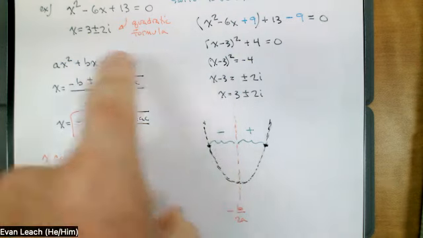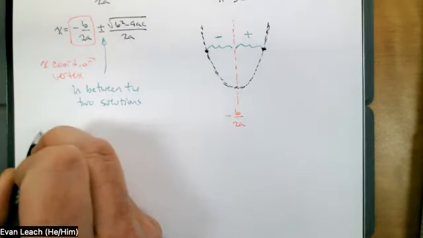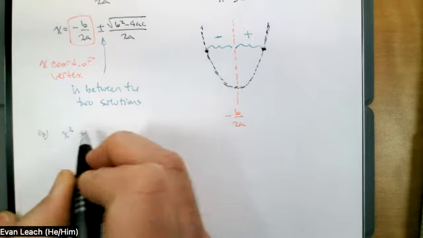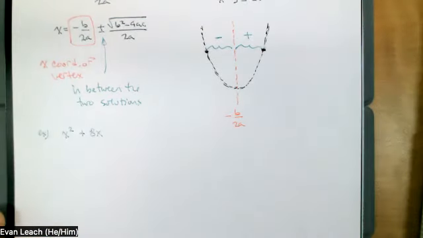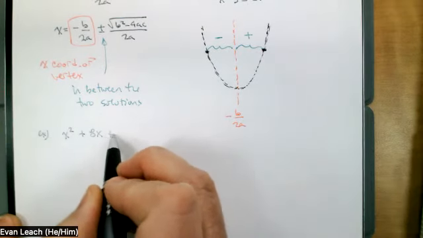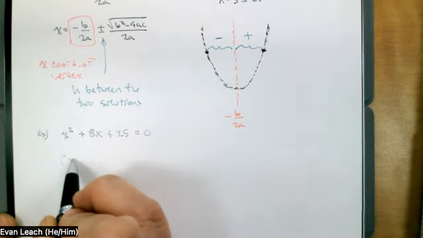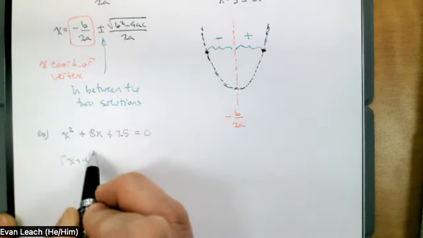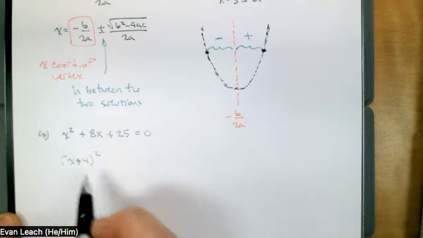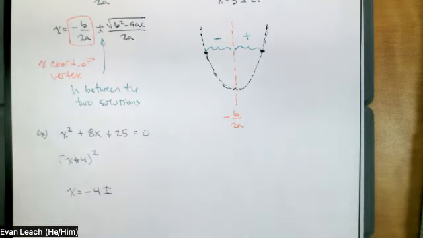We can see that if I have x squared plus 8x plus 25 equals 0, I know that my x-coordinate is going to be at the middle of x plus 4 squared. The middle is going to be a negative 4. So x is going to be negative 4 plus or minus something.